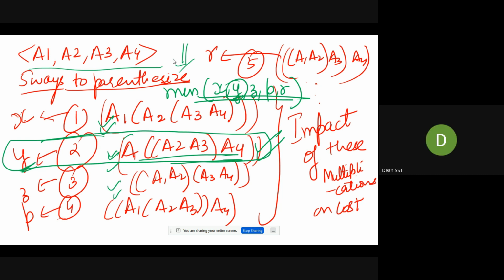So should I do it in this session or would you like to do it in another session? It's better to finish today. Okay, ma'am. This is known as matrix chain multiplication. Next session, next week, we will start with matrix chain multiplication.